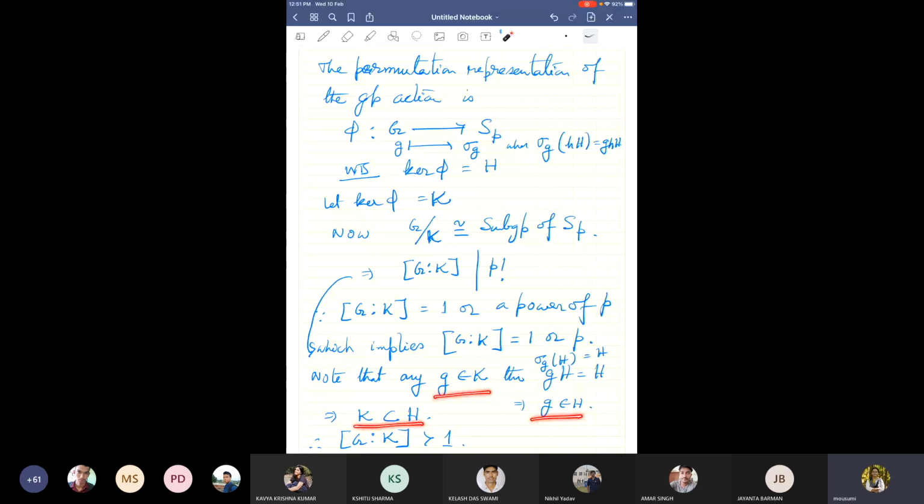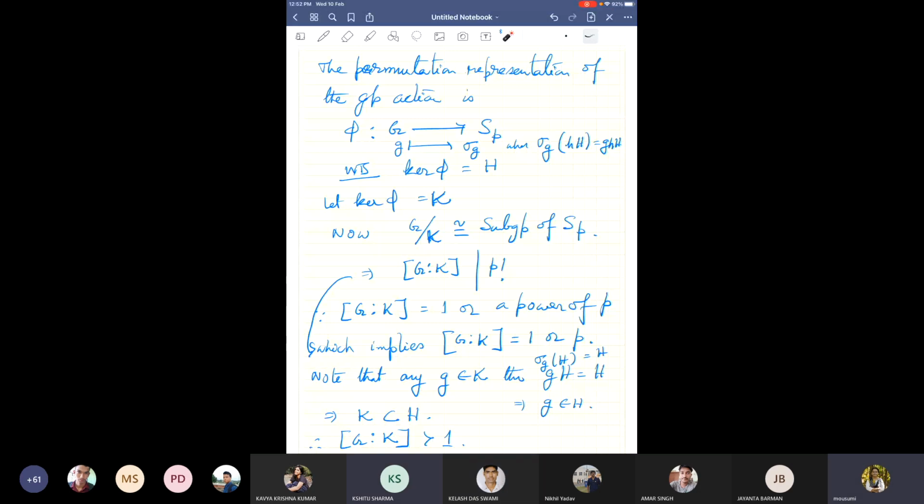So this index cannot be equal to 1, because if this index is 1, that means G has to be equal to K. But K is already sitting inside H, and H is a proper subgroup, as we already know. So this has to be strictly greater than 1. Is it clear now? Yes, ma'am.